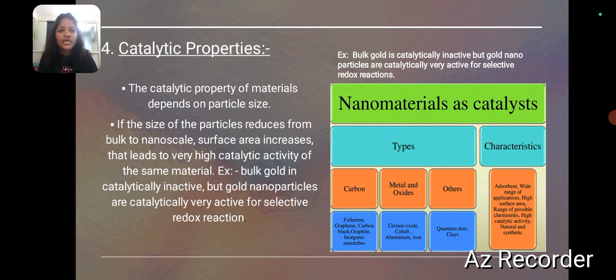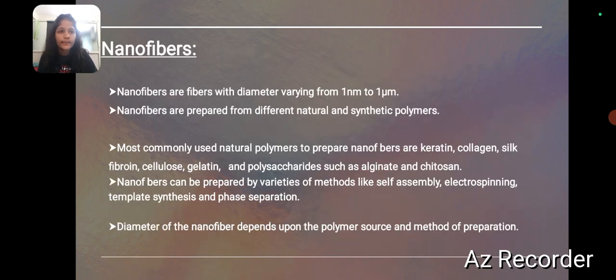Catalytic properties. The catalytic property of a material depends on particle size. If the size of the particle reduces from bulk to nanoscale, surface area increases. That leads to very high catalytic activity of the same material. Example: bulk gold is catalytically inactive, but gold nanoparticles are catalytically very active for selective redox reactions.